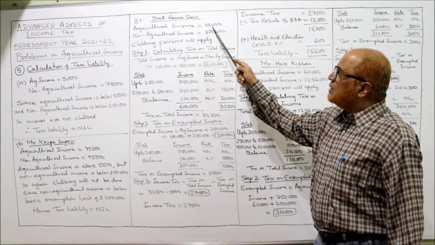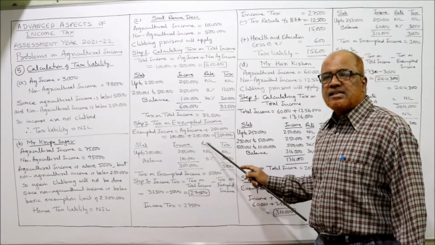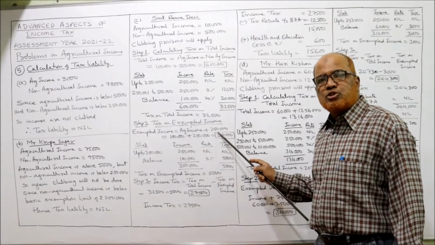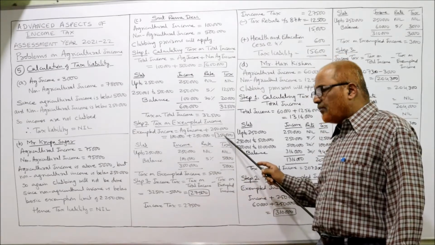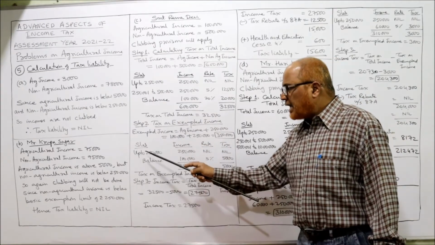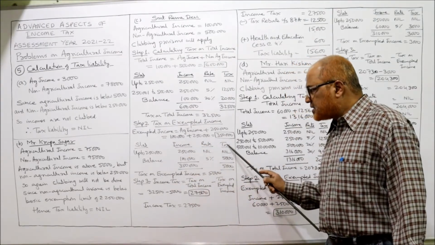How much is the agriculture income? 1 lakh. And the basic exemption limit is 2,50,000. So the total is 3,50,000. What is this 3,50,000? Exempted income. Now the tax slab, income, rate, tax.